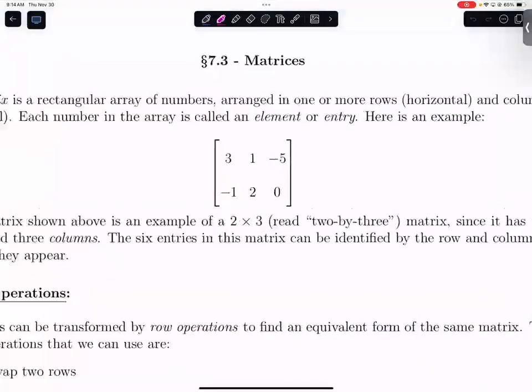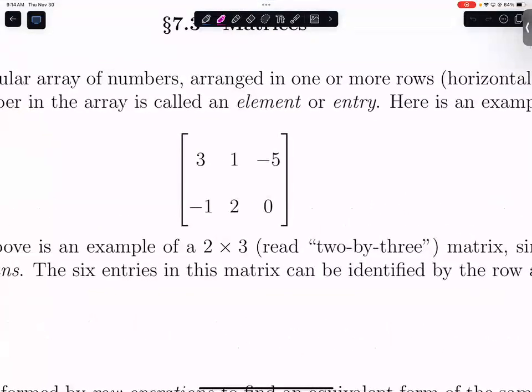So a matrix is a rectangular array. It's an object. In computer science, they call them arrays, but it's the same idea, where we take a bunch of numbers and put them in a box. They're arranged into rows and columns. Rows go this way. Columns go this way.